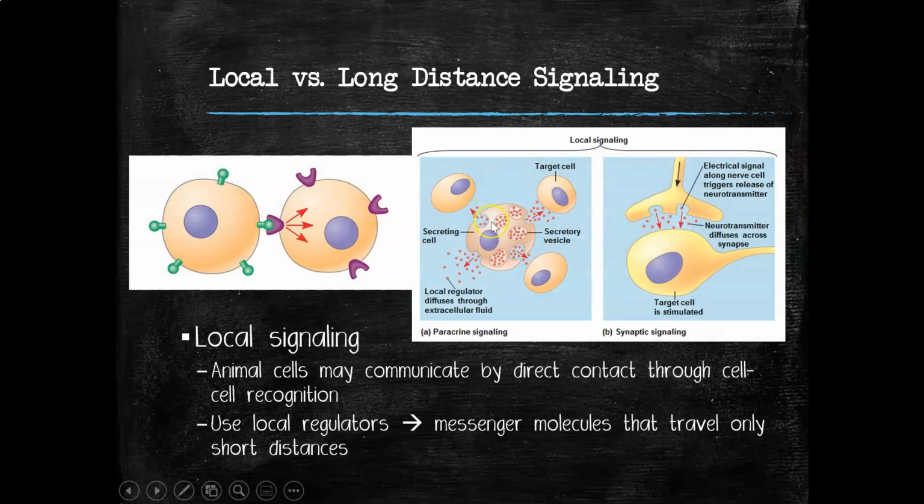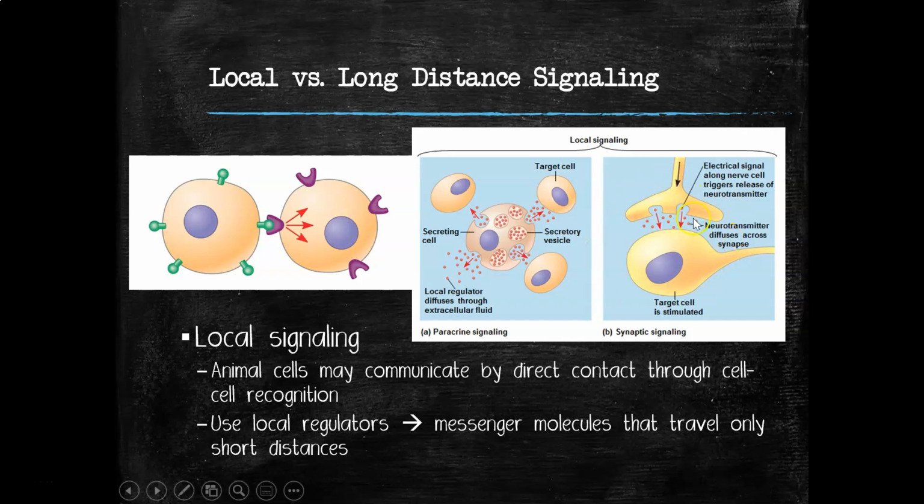Or they can be released out into the extracellular matrix, into interstitial fluid, tissue fluid, and then be diffused to cells nearby. That being said, remember that diffusion only works really well over short distances, so any sort of diffusion of local regulators is going to happen from one cell to a very closely neighboring cell in order to elicit a response there.